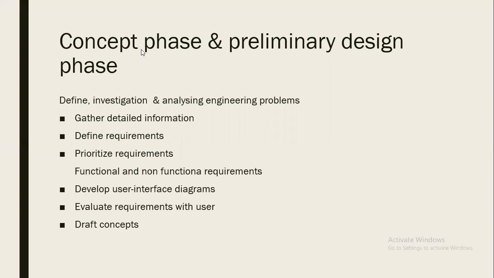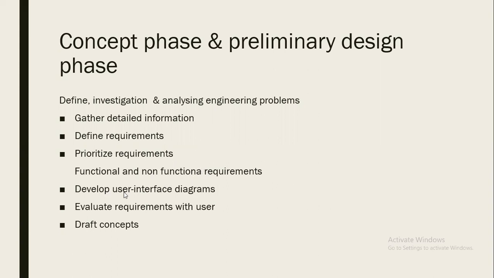Outcomes 1 requires us to define, investigate, and analyze engineering problems. That is 1.1, 1.2, and 1.3. Now, what is included in defining, investigating, and analyzing engineering problems? Well, we start by gathering information, then we define requirements, then we prioritize our requirements. We will prioritize it in terms of functional and non-functional requirements. Sorry, I think there's an L missing there.